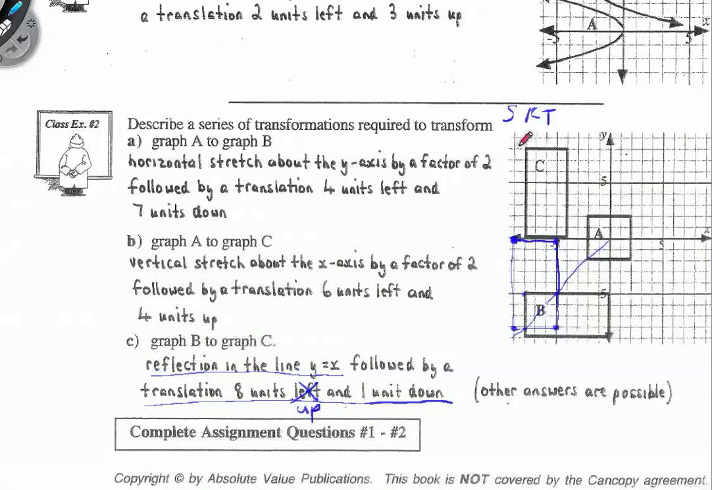So 8 units up, and yeah, 1 unit should be 1 unit. 8 units up, that's right, and 1 unit to the right. But other answers are possible. So again, we could go 1 unit right and 8 units up. Okay?